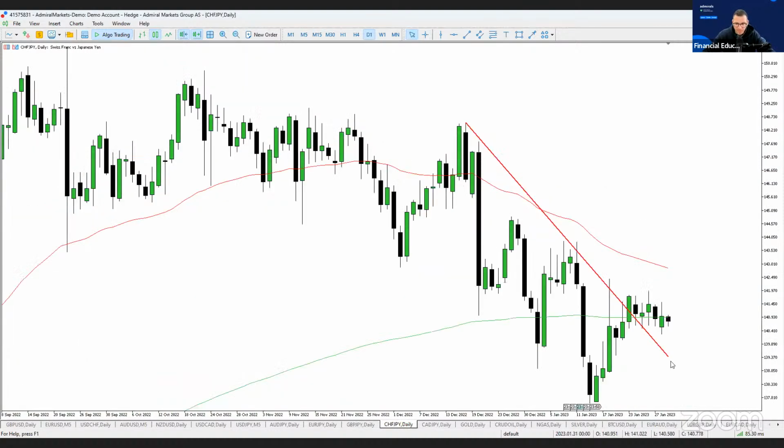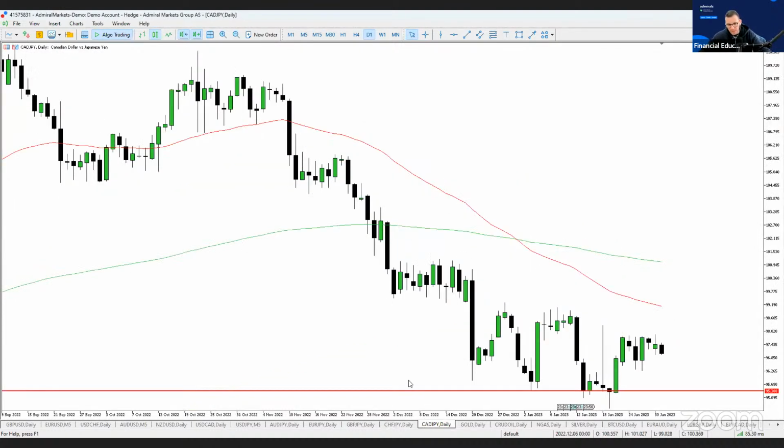CHF against the Japanese yen, again we broke outside of this trend line. And I don't like when I see trend lines break out and the markets don't register a new high in the prices. That's what I don't like. So I'm staying away from this market.